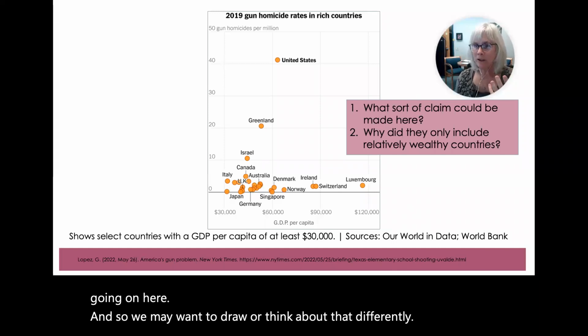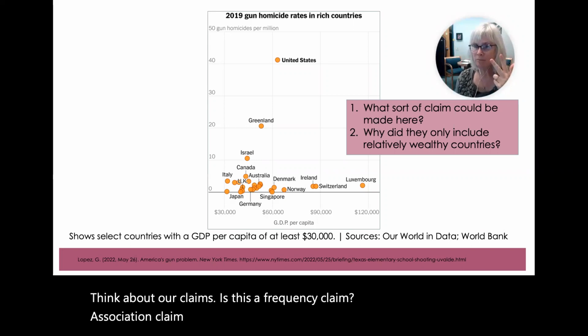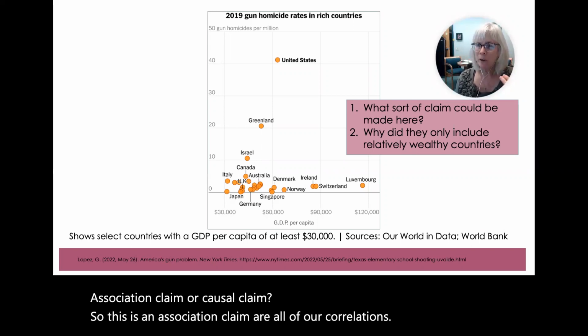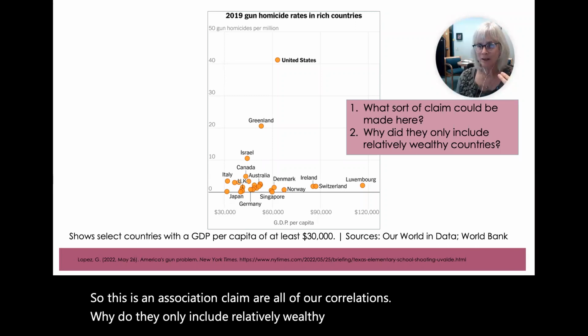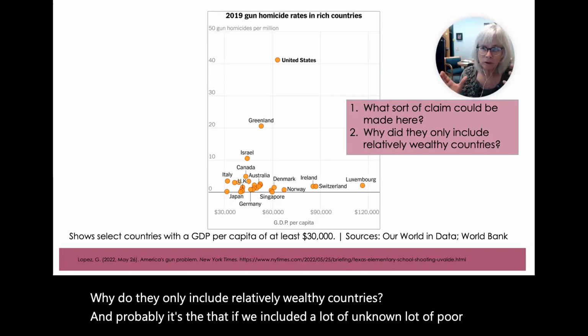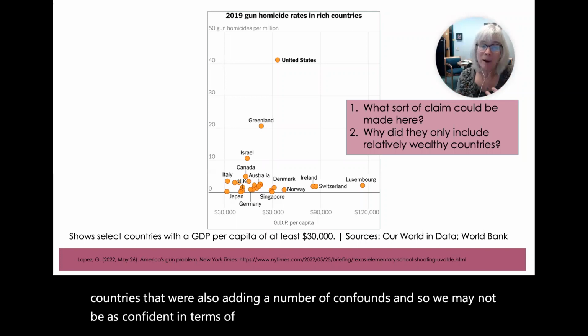Think about our claims. Is this a frequency claim, an association claim, or a causal claim? This is an association claim, as are all of our correlations. Why do they only include relatively wealthy countries? Probably it's that if we included a lot of poor countries, we'd also be adding a number of confounds, and so we may not be as confident about what's going on.